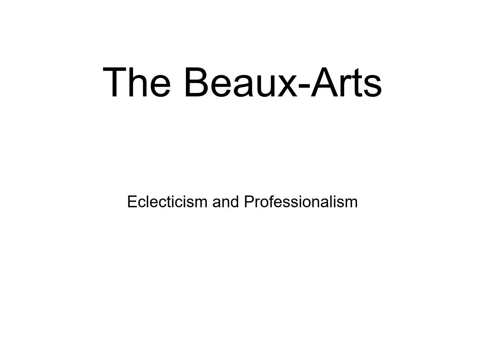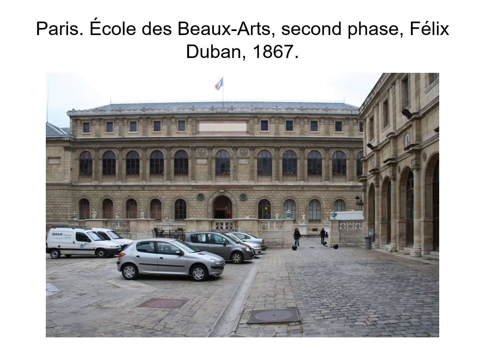The Beaux-Arts, eclecticism and professionalism. Almost every major public building in 19th century France showed the influence of the École des Beaux-Arts. By the end of the 19th century, as the Beaux-Arts style began losing support in Europe, it gained significant momentum in the United States during the boom period of the American Renaissance. The École des Beaux-Arts, second phase, Félix Duban, 1867.